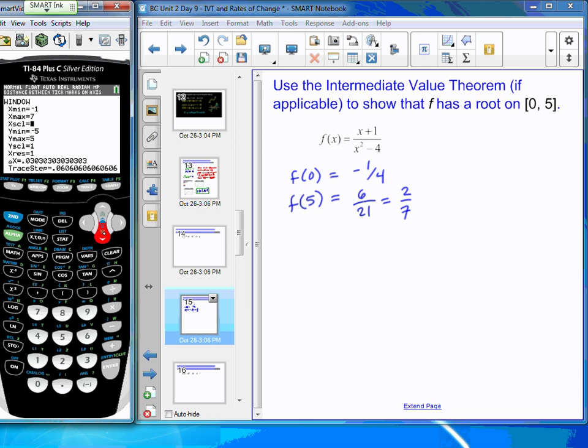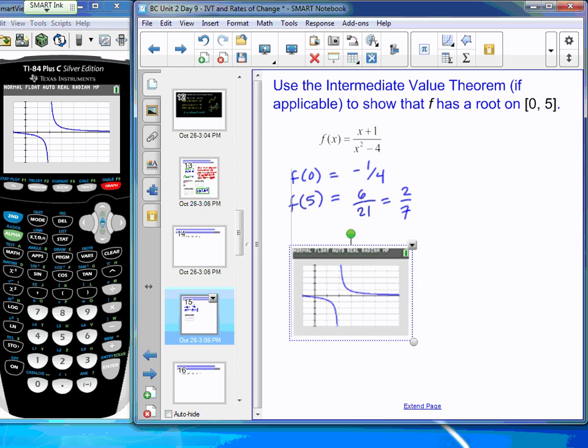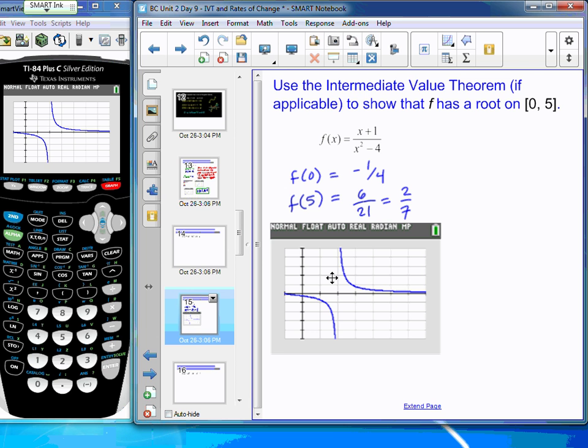So in between 0 and 5, do I have an x-intercept? So what went wrong here? Is there an x equals c value? No. Such that y equals 0? No, how come? It's not continuous on my interval of concern.